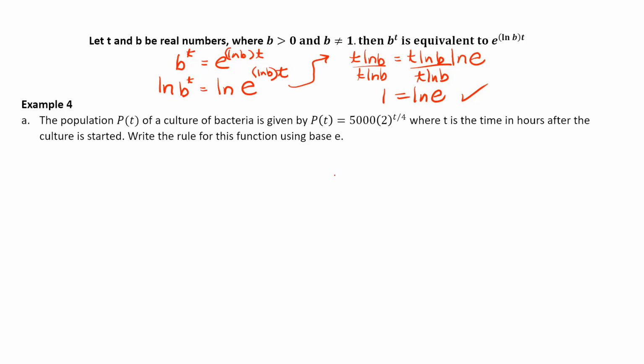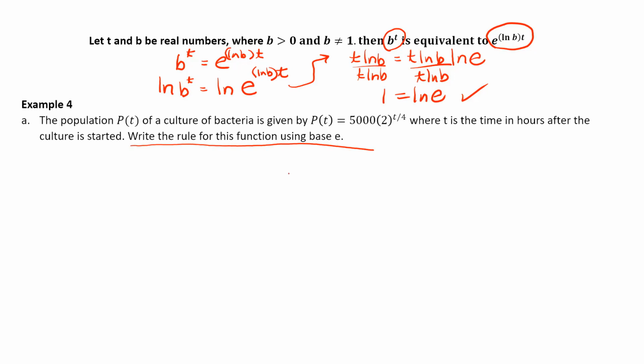So the population P of t of a culture of bacteria is given by P of t equals 5,000 times 2 to the t over 4. And so we can use this fact right here that b raised to the t power is equal to e raised to the natural log of b times t in order to write this rule for this function using base e instead of base 2 like we have it now.